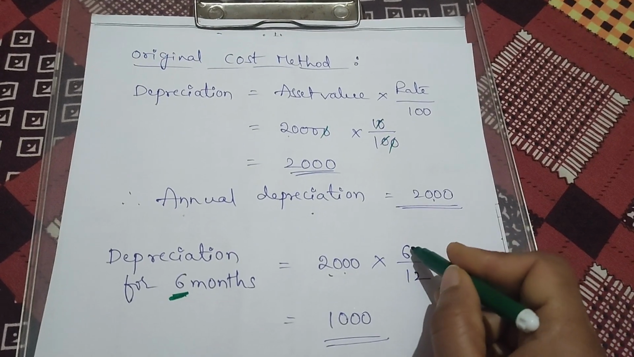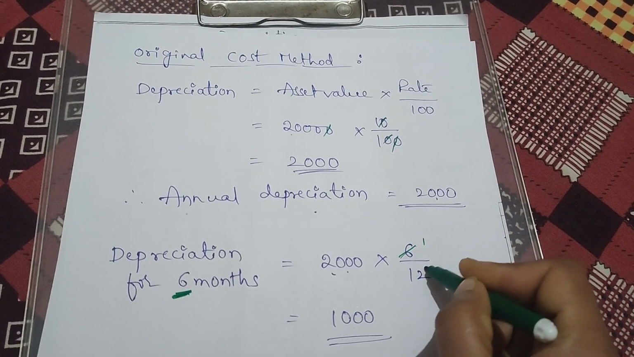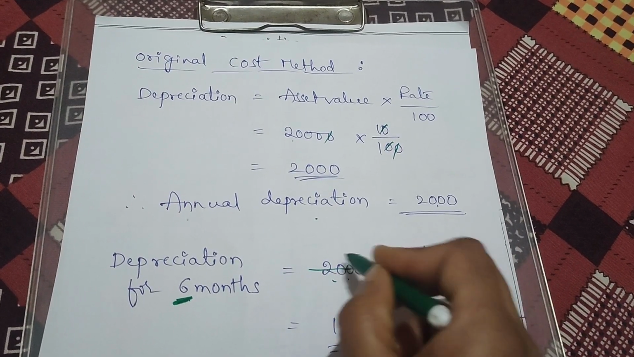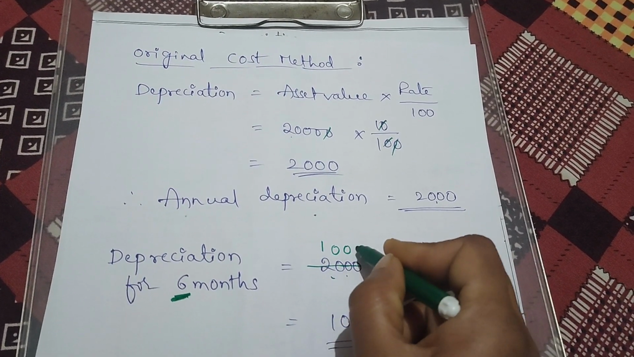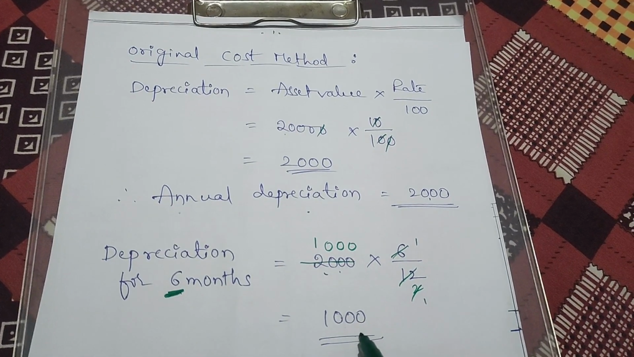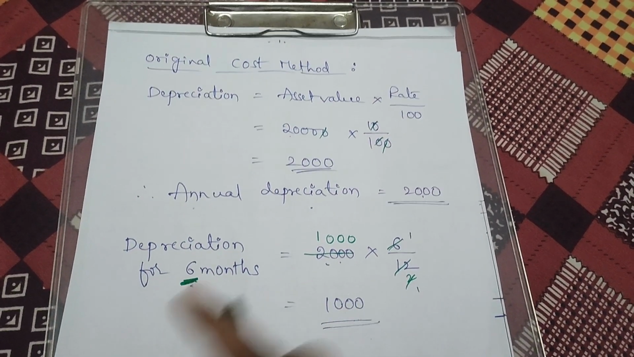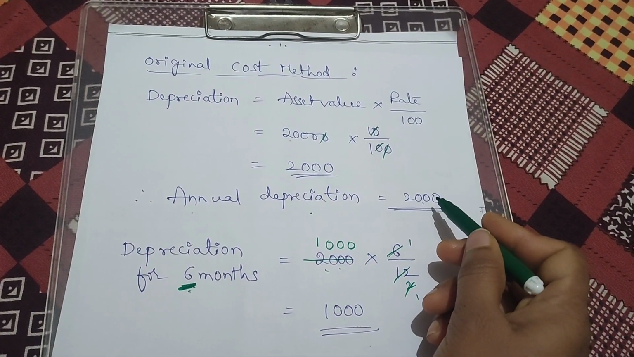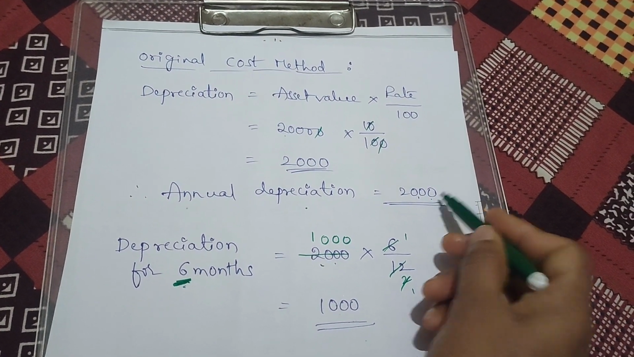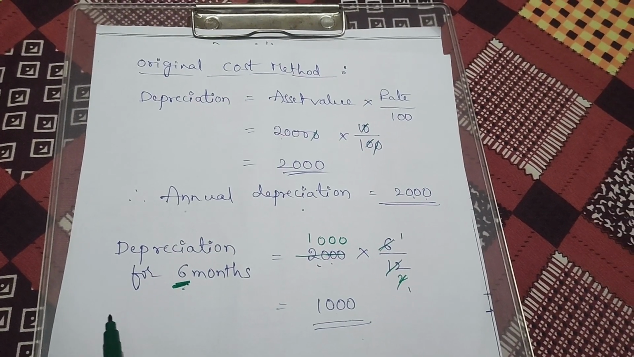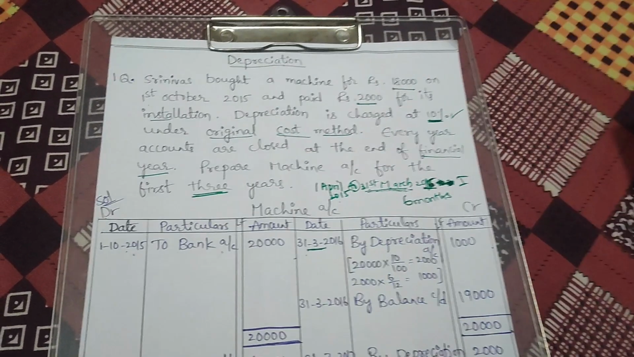If you do this calculation, 6 ones are 6, 6 twos are 12, 2 ones are 2, so you will get 1000. So 1000 is depreciation for 6 months. If we want depreciation for 12 months, we can take 2000, but here we take only 1000. Hope this is clear for everyone.